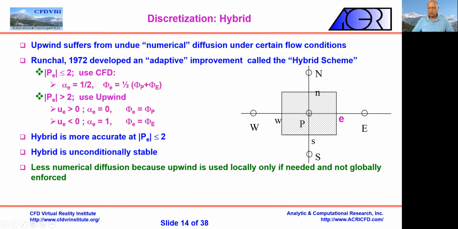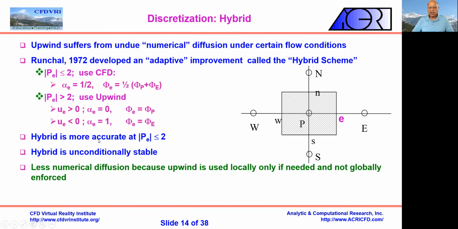Don't look at all of them together. Look at each point. If at that point the Peclet number is less than 2, then let's use central finite difference. Nothing wrong with it. Let's use alpha equal to half, and we get better accuracy and lower false diffusion. Now, if the Peclet number is greater than 2, then use Upwind as we defined.